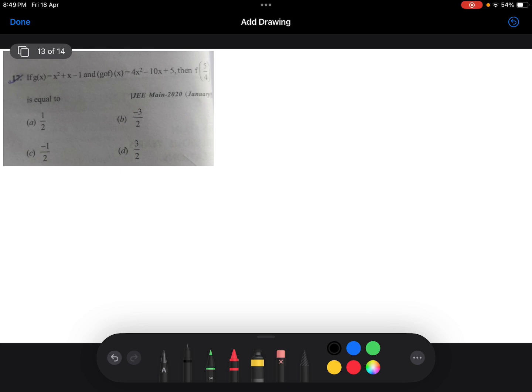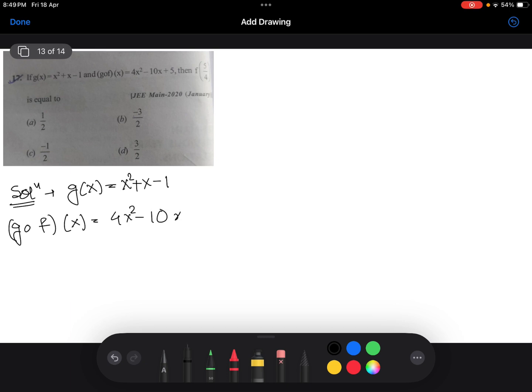Now we have a function. What is the function? We are given that g of x is equal to x square plus x minus 1, and we have a composite function here, g of f of x is equal to 4x square minus 10x plus 5. Then we have to find the value of f of 5 by 4, and they put 4 options. This is also a question that arrived in JEE Mains 2020.